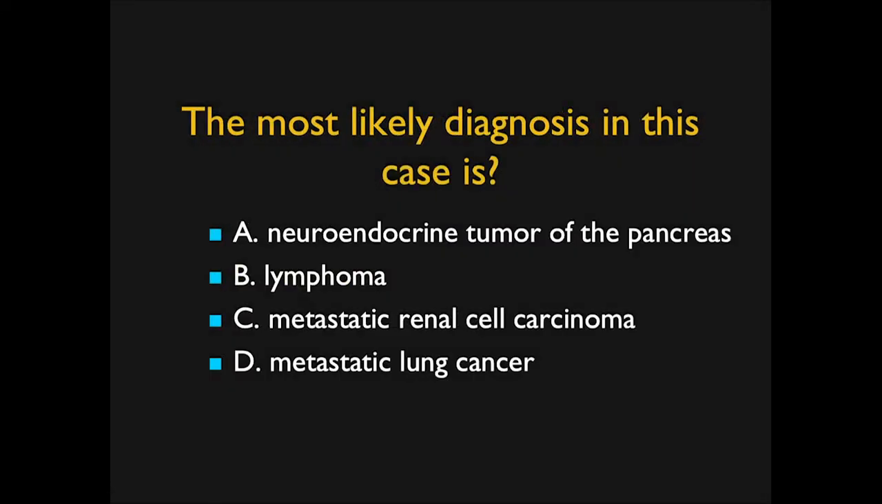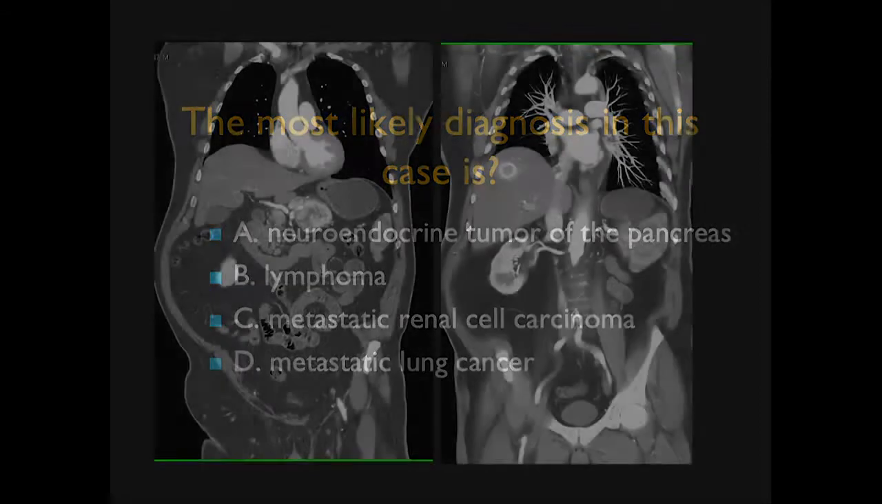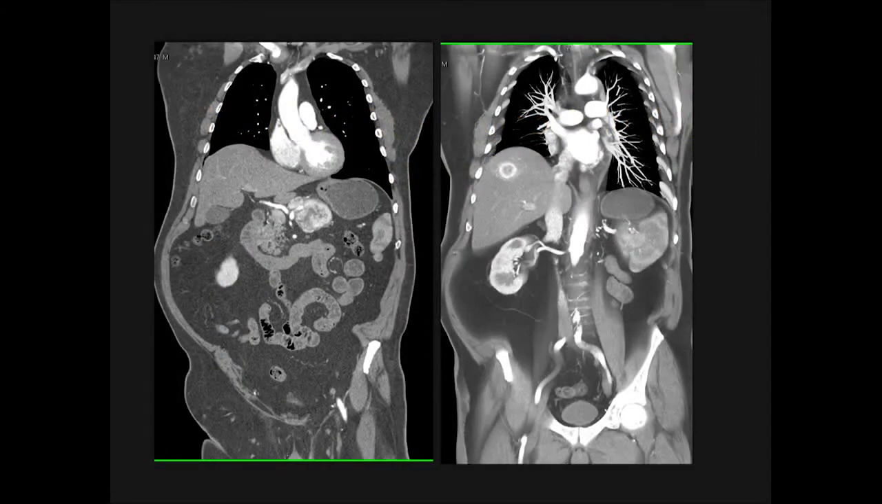What's the most likely finding in this case? Well, when you look, there's several findings. One is there's vascular liver mets, or vascular liver lesions. Then there's a mass in the body of the pancreas. So maybe it's a neuroendocrine metastatic to pancreas. That's a good thought. It's not going to be lymphoma, not going to be lung cancer.